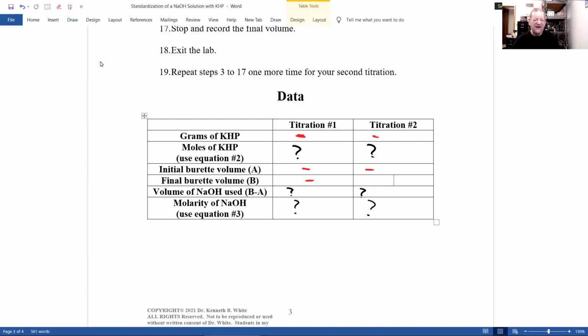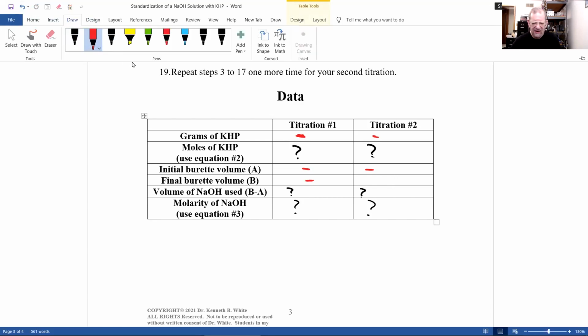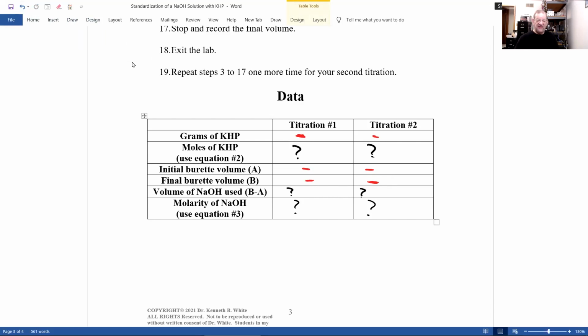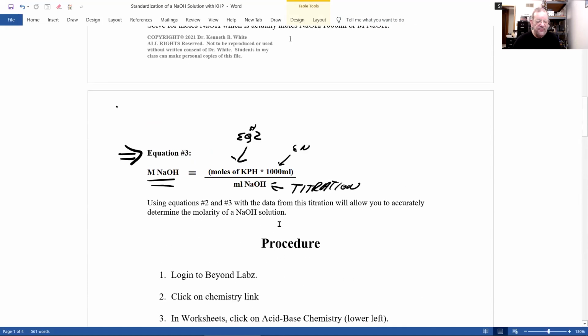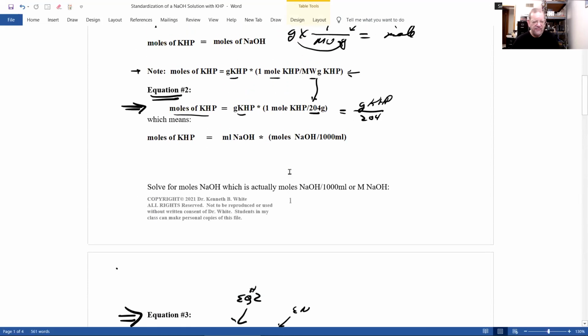So wherever you see a black question mark, that's what you have to calculate. And the others are readings you get from the lab. And for this calculation, you use this. For this calculation, you use this. And for this calculation, you use this. Where are those equations? Here's equation 2, which means you actually use this one.